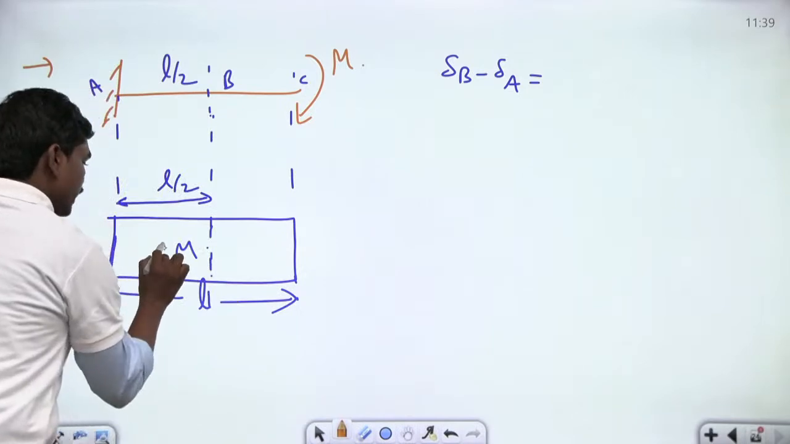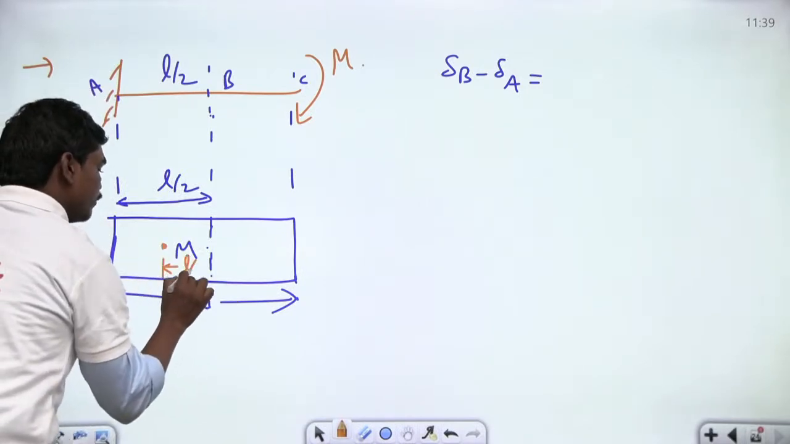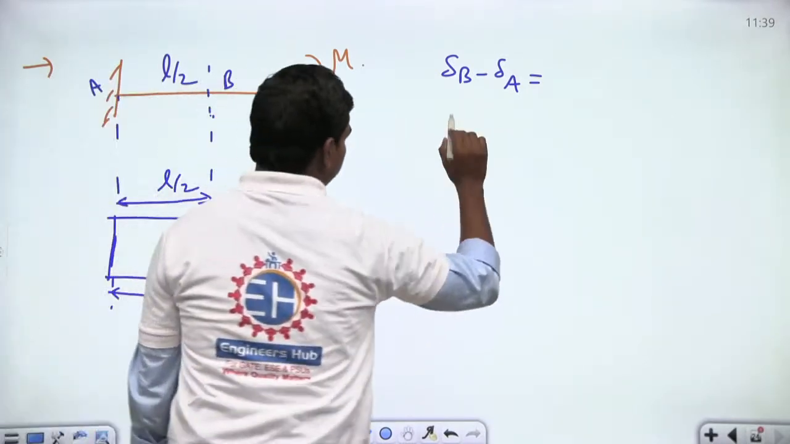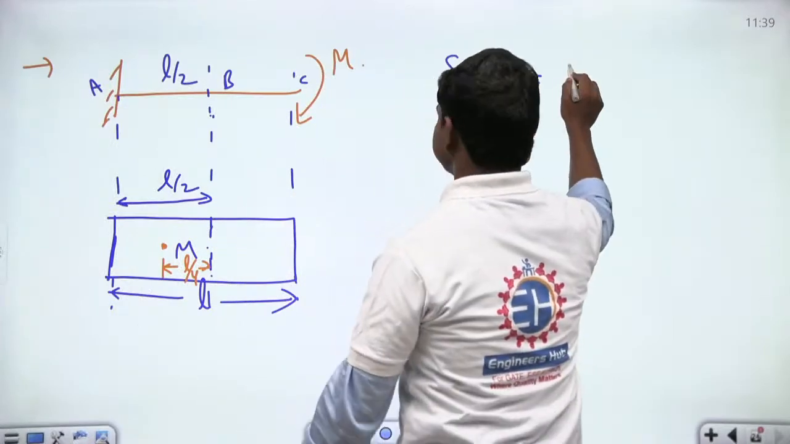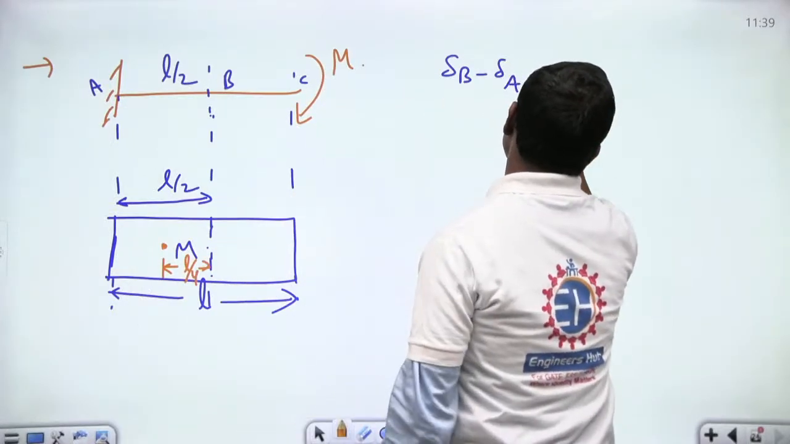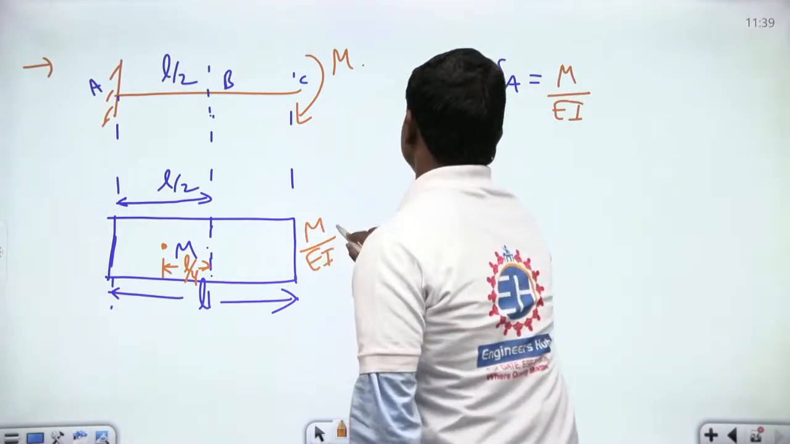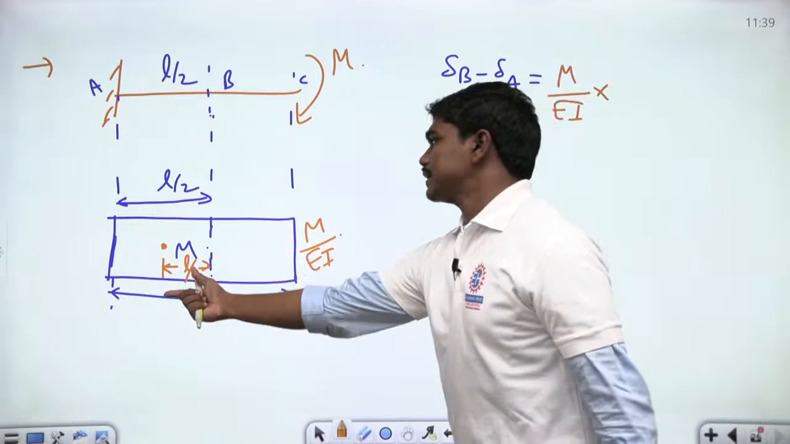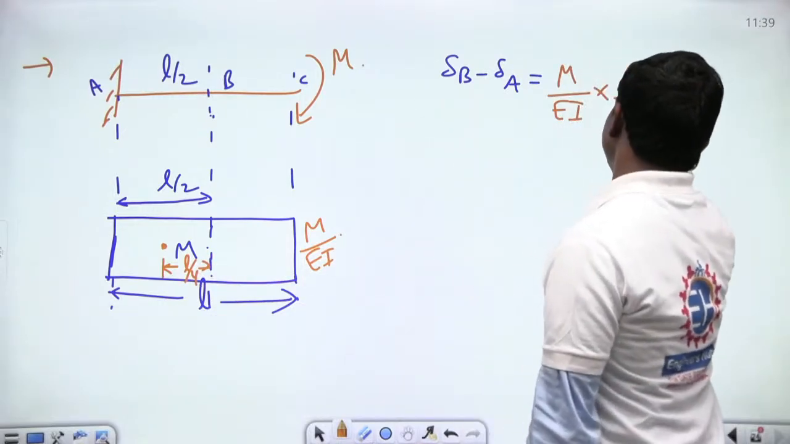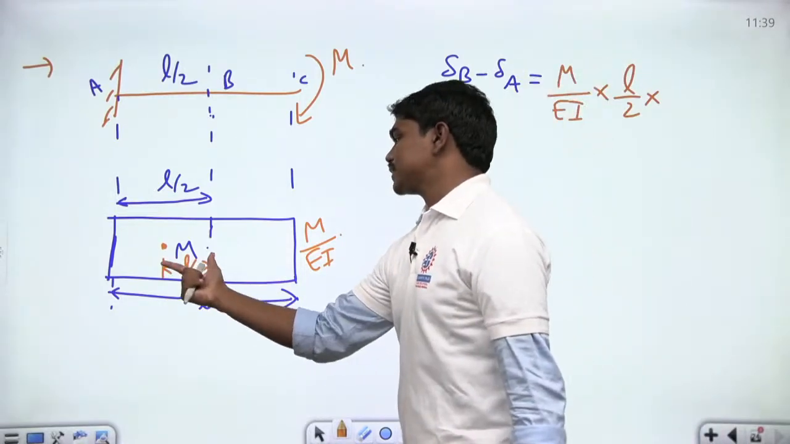It has the centroid located at this point, and of course this is at length L by 4, correct? So now this is equal to the area of the M by EI diagram, M by EI into the length, which is L by 2, into the distance from this section to the centroid, which is L by 4.